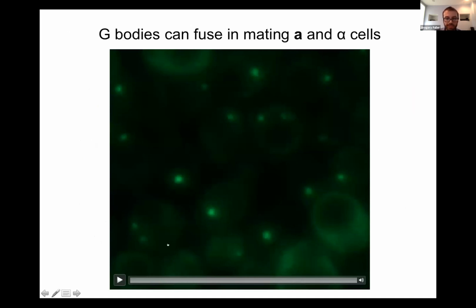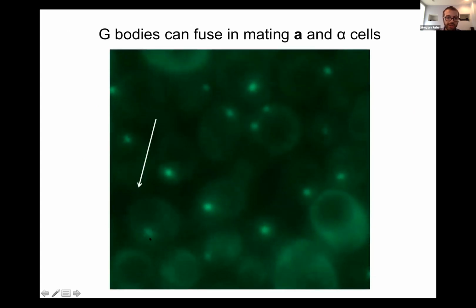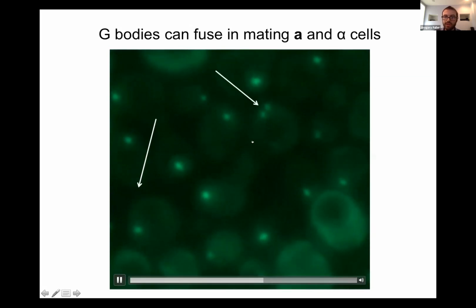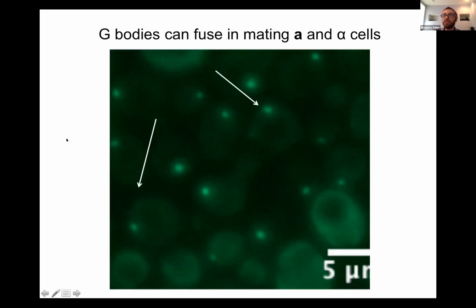And first I want you to pay attention to this cell where these two granules are going to fuse, and then I want you to pay attention to this cell where these two granules are going to fuse. So very quickly, these two come into contact and fuse into one single structure. A little bit later, these two come into contact and over time fuse into one single granule. So it seems that G-bodies have the ability to fuse.